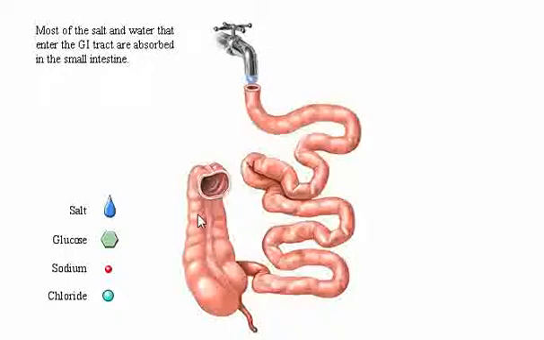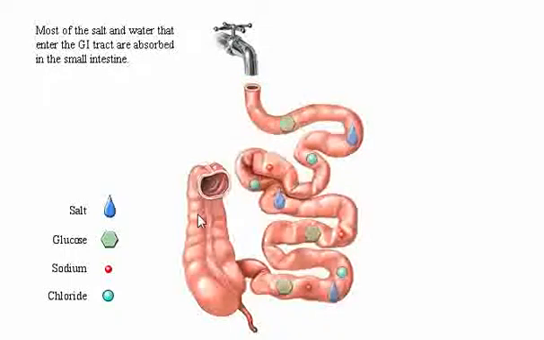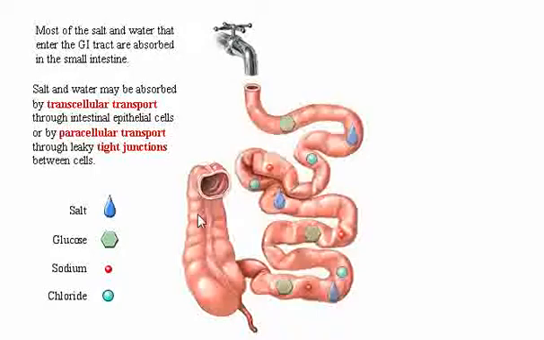Most of the salt and water that enter the GI tract are absorbed in the small intestine. Salt and water may be absorbed by transcellular transport through intestinal epithelial cells or by paracellular transport through leaky tight junctions between cells. Paracellular transport is passive and keeps the total osmolarity of the intestinal contents similar to the osmolarity of blood plasma.